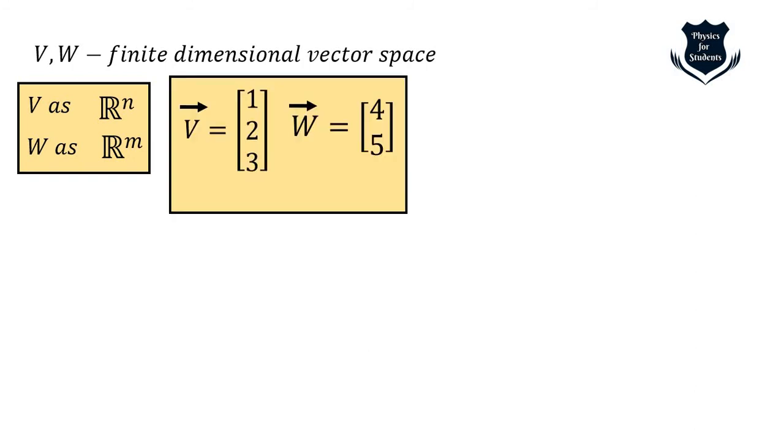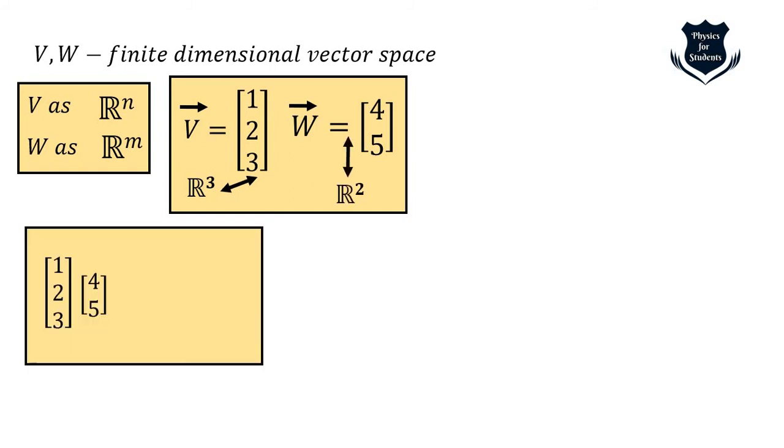We take it as 4, 5. I have denoted the arrow just to make you understand that these are vectors. So this is R3, this is R2 in 2 dimensions. So one part is that we take 1, 2, 3, 4, 5 and we just stack things up, right? So we are just adding 1, 2, 3 and then we add 4 and 5.